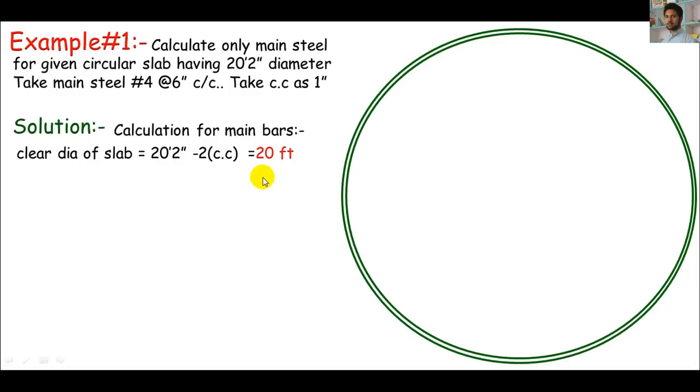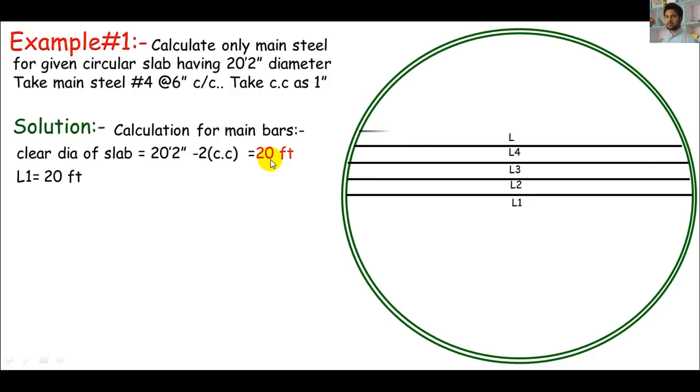Actually, in common terms, this is not the clear diameter. The clear diameter is just the external diameter. You can call this the effective diameter, alright? But no problem, this is just quantity surveying. Now what about L1, the length of bar 1? It's quite straightforward. L1 must be just the diameter of this interior circle, which is 20 feet, as we did a few minutes ago. Now what about L2, L3, L4 and so on?